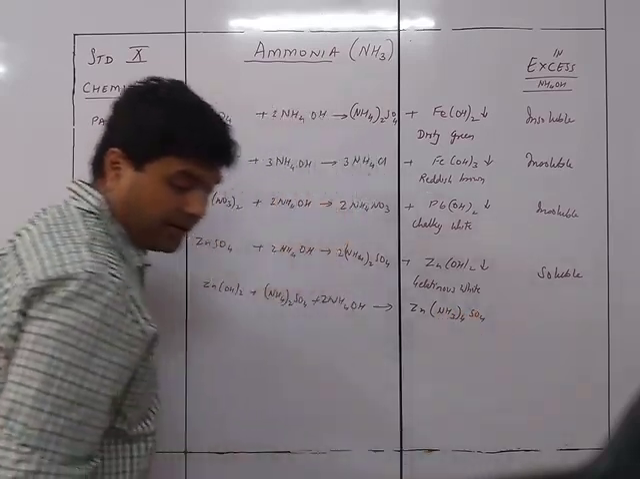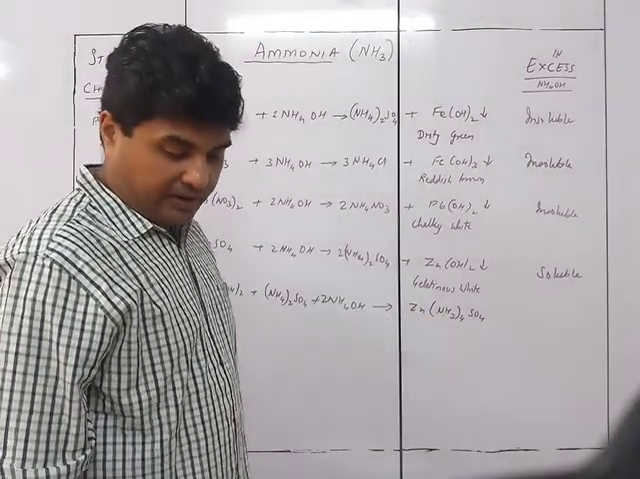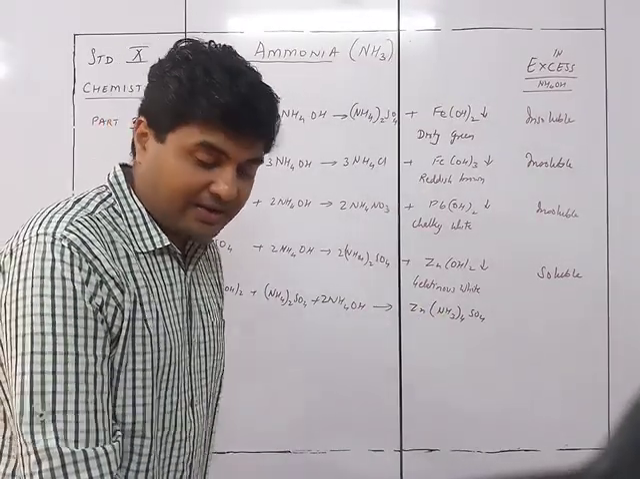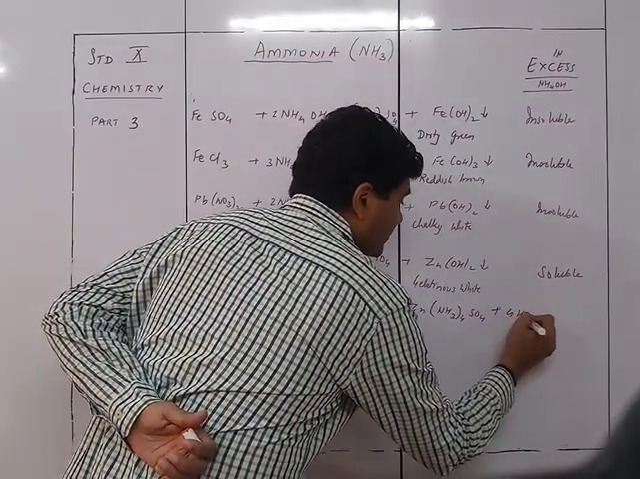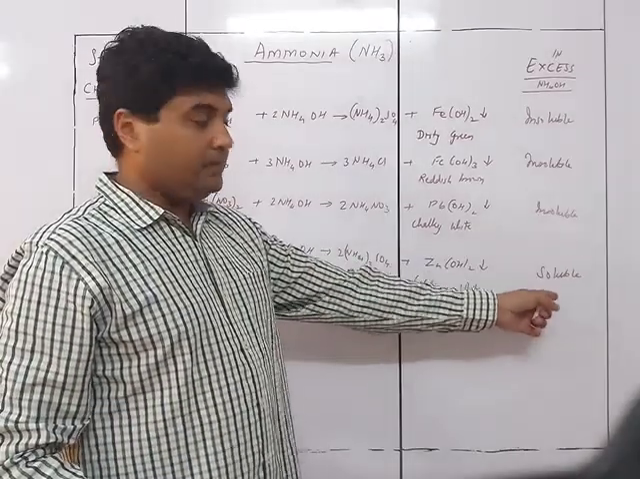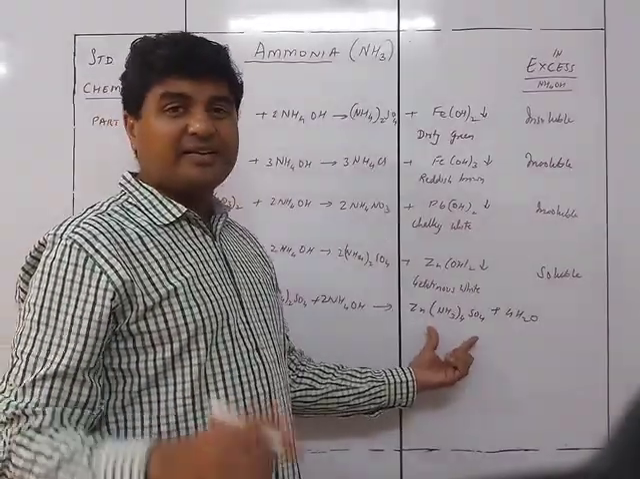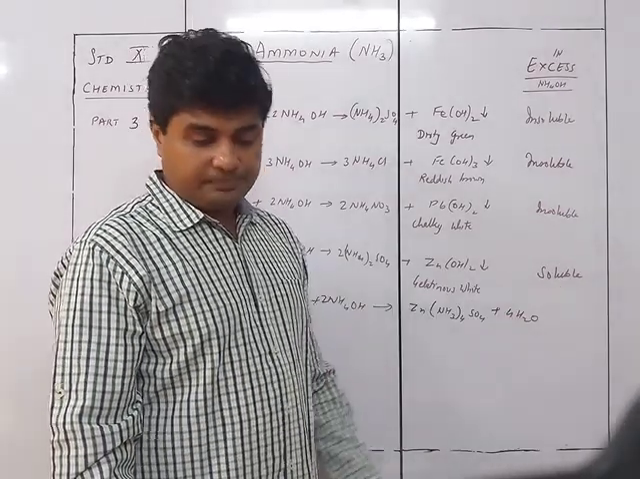Zn(NH3)4SO4. That is nothing but tetraamine zinc sulphate. Okay, tetra 4 is tetraamine zinc sulphate plus 4H2O. So this is what you are going to get as a result of this soluble thing. Then this tetraamine zinc sulphate is a soluble salt form, hence it is going to be soluble.